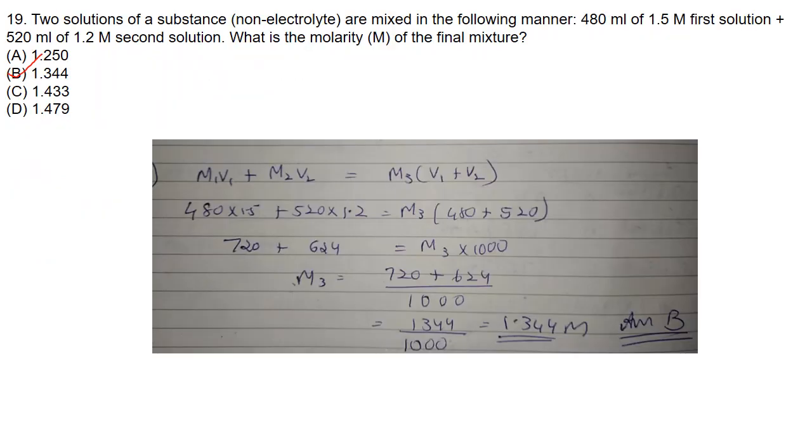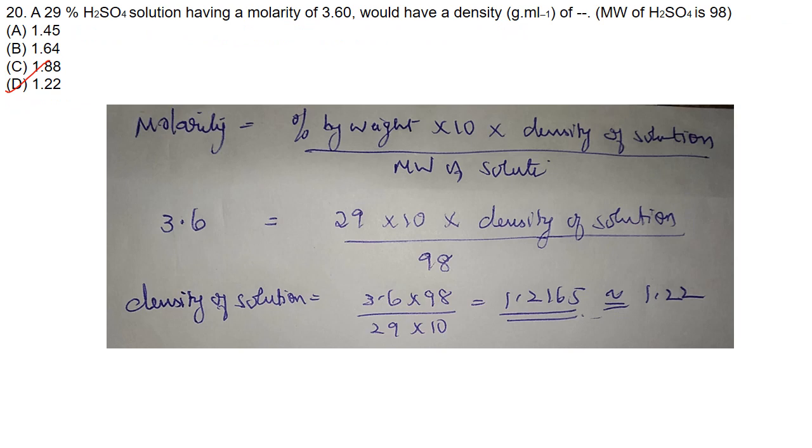Then two solutions of a substance, non-electrolyte, are mixed in the following manner. 480 ml of 1.5 molar first solution plus 520 ml of 1.2 molar second solution. What is the molarity of the final mixture? So M1V1 plus M2V2 is equal to M3 into V1 plus V2. Substitute the values and you will get 1.344 molar. Answer is option B.